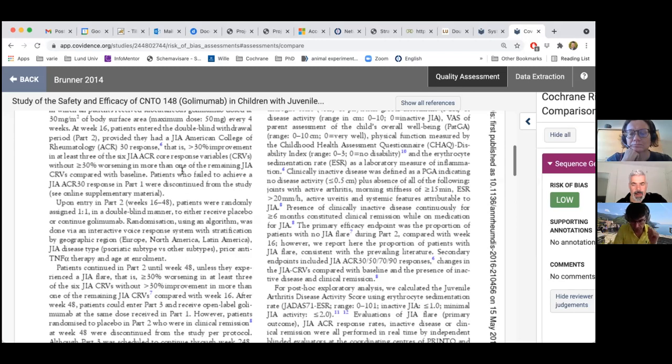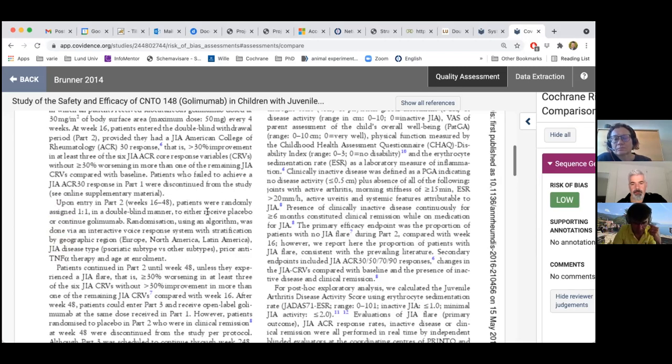So, sequence generation. The second one is allocation concealment. We are still thinking about doing a proper study, so that we need a randomization, and allocation concealment means that the researchers, the clinicians, the nurses involved in the study are not aware of what will happen with the next patient. So it's important that this is concealed, so it's like hidden.